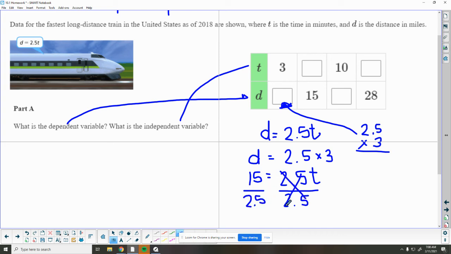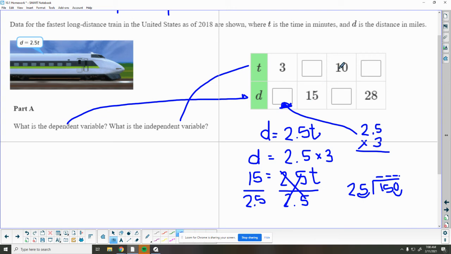So this one cancels out. So now I need to do 15 divided by 2.5. So we're going to move our decimal, which means moving our decimal here at the end. So we're going to think quarters and see how many times 25 can go into 150, and that will tell you how many minutes the train traveled.